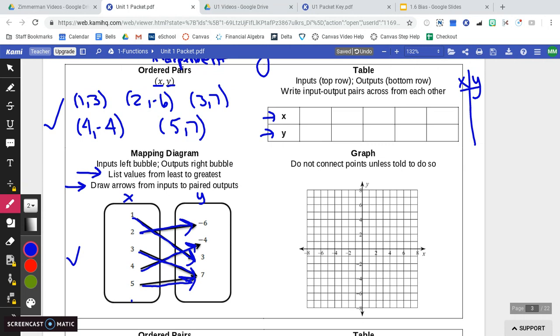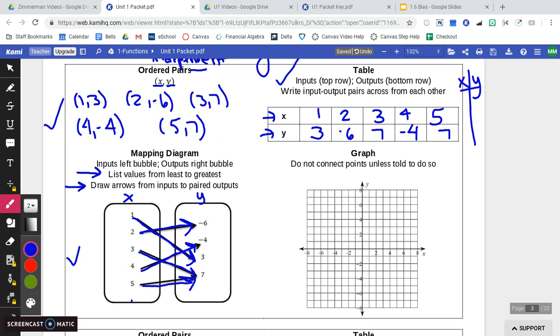We can also represent it in the table. All of the inputs, or the x coordinates, if we were to refer back to ordered pairs. So x was 1, 2, 3, 4, and 5. Those don't have to be in order, but you do have to make sure they're still paired with the same outputs. So we said 1 was paired with 3, 2 to -6, 3 to 7, 4 had an output of -4, and 5 had an output of 7. So now we have a mapping diagram, ordered pairs, and a table to represent the exact same relation in different ways. And the last way we can do that is with a graph.